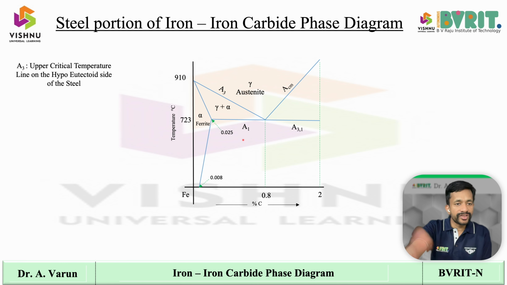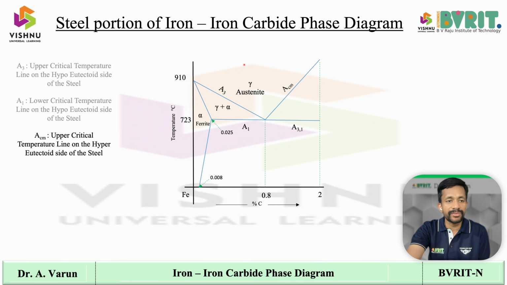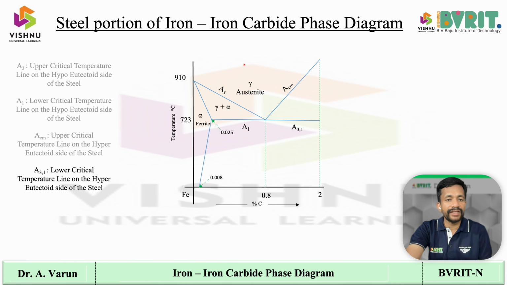And this A1, obviously you might have guessed, is the lower critical temperature line on the hypo-eutectoid side of the steel. Similarly, ACM, this also is very easy. You might have guessed ACM is the upper critical temperature line on the hyper-eutectoid side of the steel, because it is more than 0.8. A3,1 will be the lower critical temperature line on the hyper-eutectoid side of the steel.